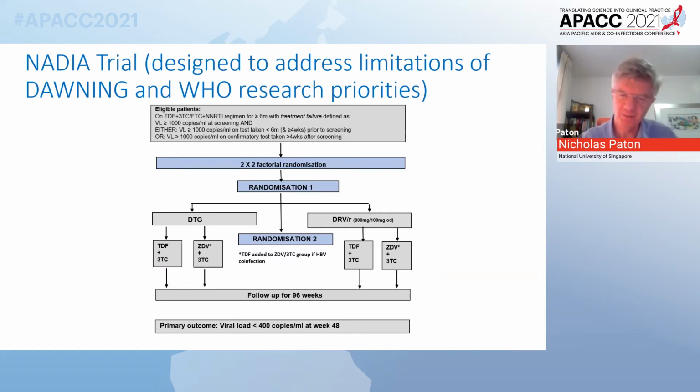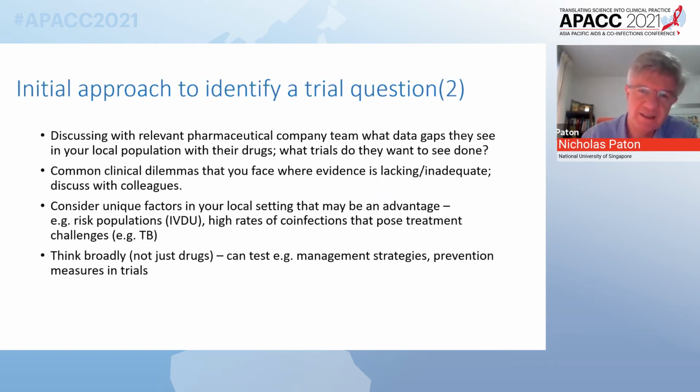So again, these 2 approaches, looking at treatment guidelines, looking at published papers and looking for weaknesses, led to the design of a trial, a relatively successful trial. What else can you do to pick up a trial question? Well, you could approach your local pharmaceutical company team and ask them, well, okay, you've got this new drug or this licensed drug, how about this idea? Or what trials do you want to see done in my local population? They might have some thoughts about what they're really looking to get in terms of data.